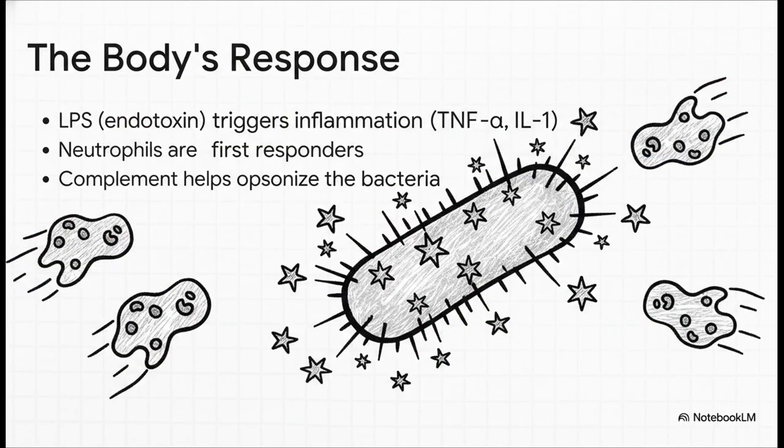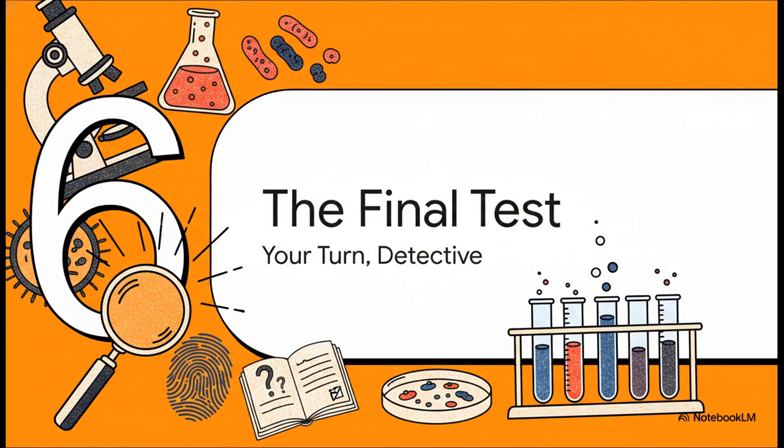So how does our body even fight back against this thing? Well, Enterobacter's outer membrane has something on it called LPS, or endotoxin, and it acts like a giant red flag. It triggers this powerful inflammatory alarm which calls in the immune system's first responders, the neutrophils, to come in and attack the invasion. We've gone from the crime scene to the interrogation to the clinical MO. So now it's time for you to put your newfound detective skills to the test.